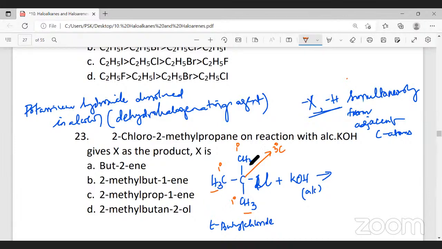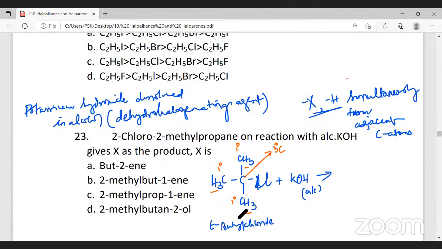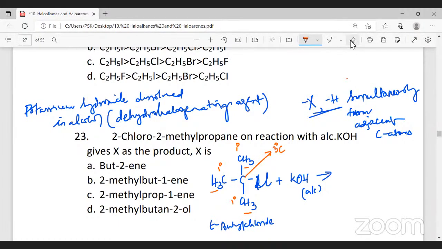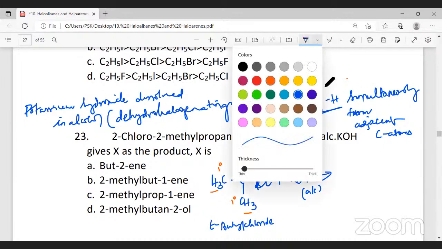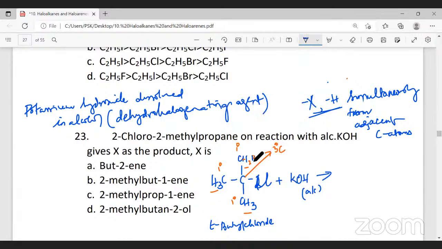That means all these 9 hydrogen atoms will behave the same. So you can show the reaction taking place at any of these carbon atoms. For our understanding, this CH3, I will write like this: CH2 and H. For understanding, I'll write CH2 and H.